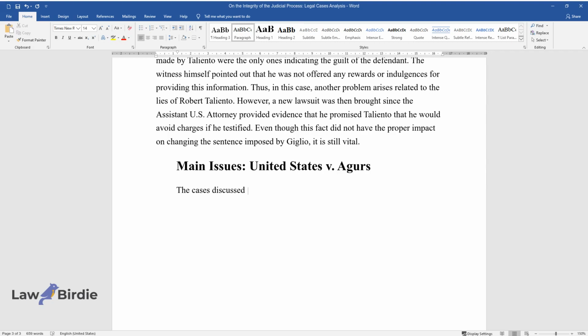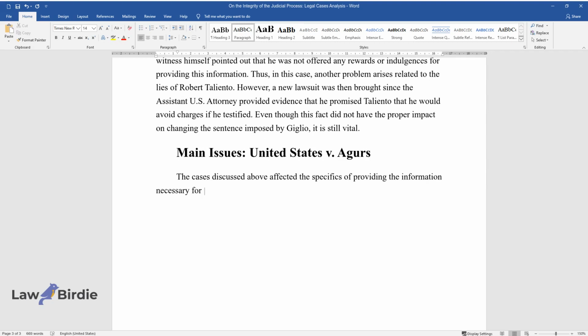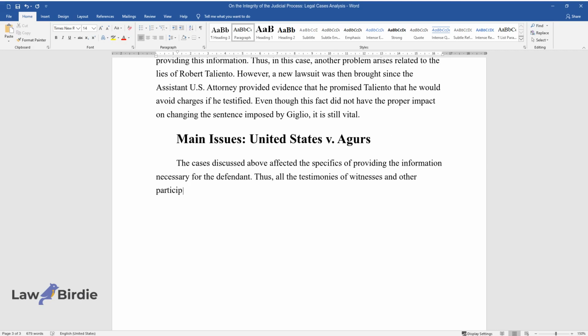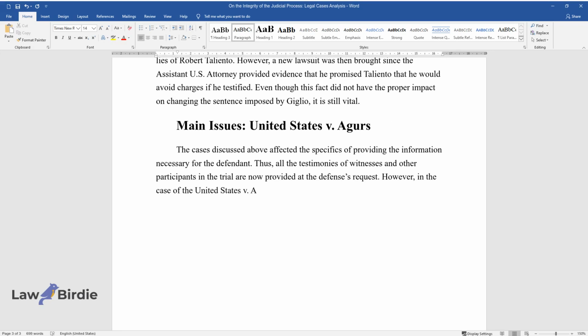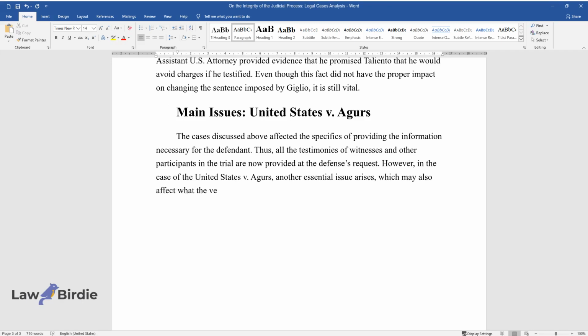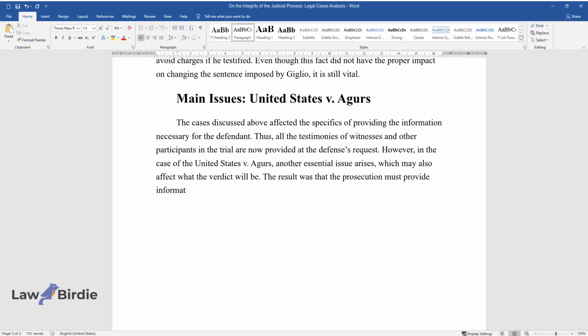Main issues: United States versus Agurs. The cases discussed above affected the specifics of providing the information necessary for the defendant. Thus, all the testimonies of witnesses and other participants in the trial are now provided at the defense's request. However, in the case of the United States versus Agurs, another essential issue arises, which may also affect what the verdict will be. The result was that the prosecution must provide information that can be used to protect the defendant without a direct request.